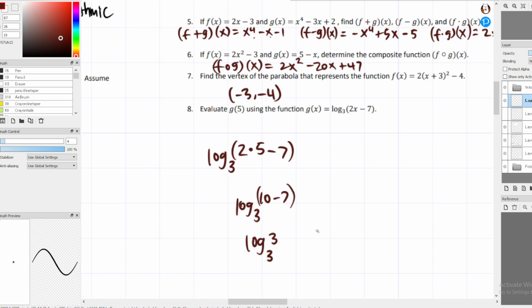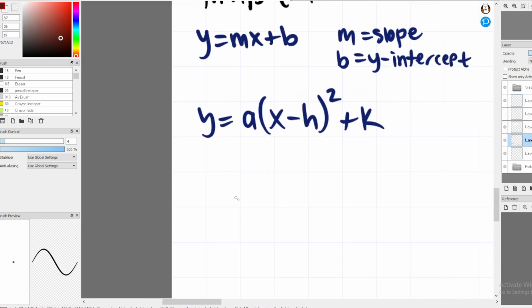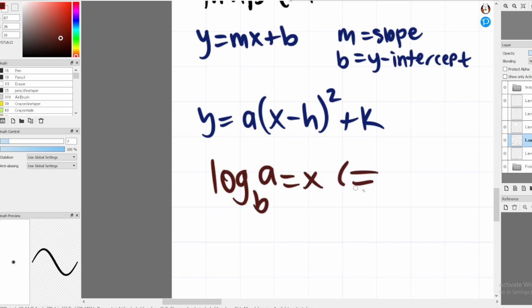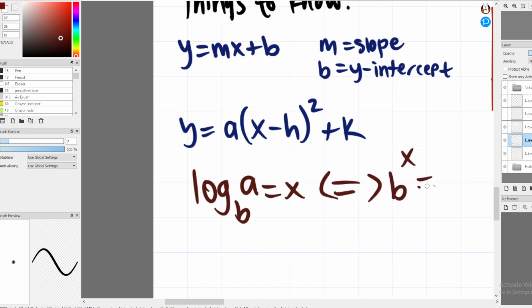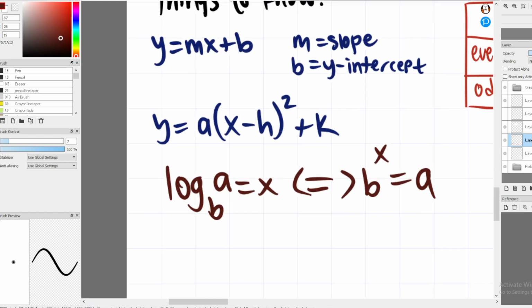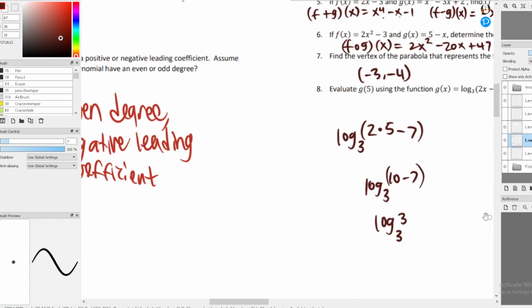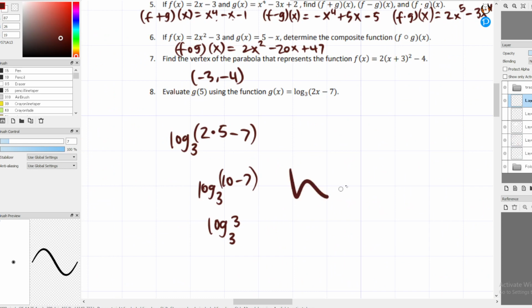And if you don't remember that rule, it's also fine to convert this into exponential form. Let's add this to things that we need to know. Log base b of a equals x. This is the same as writing b to the x equals a. And this is really useful. If you don't have this down, you need to have this down. Coming back here, though, we can rewrite this as log is 3 to the something equals 3, and that's just 1. So g of 5 is equal to 1.